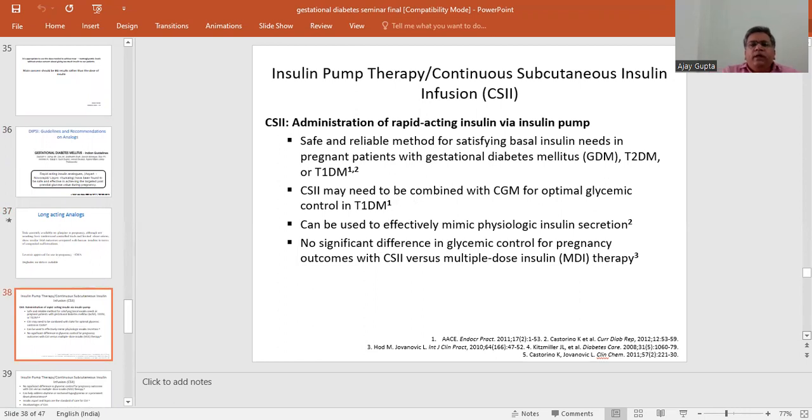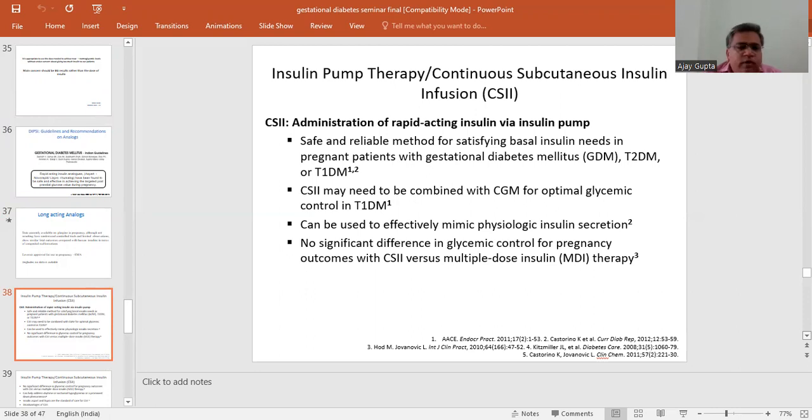Insulin pump therapy and continuous subcutaneous insulin infusion are a safe and reliable method for satisfying the basal insulin need in pregnant women with gestational diabetes mellitus, type 2 diabetes mellitus, or type 1 diabetes mellitus. Continuous subcutaneous insulin infusion may need to be combined with CGM for optimal glycemic control in type 1 diabetes mellitus, and can be used to effectively mimic physiological insulin secretion. There is no significant difference in glycemic control or pregnancy outcome with continuous subcutaneous insulin infusion versus multi-dose insulin. So no difference has been demonstrated in some of the studies.